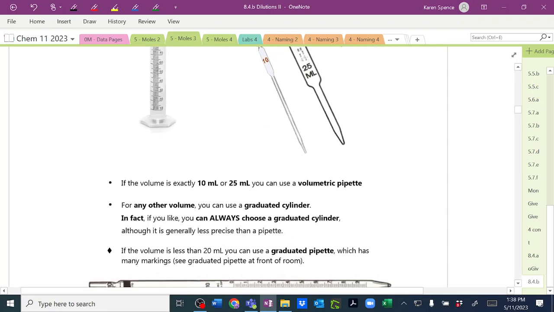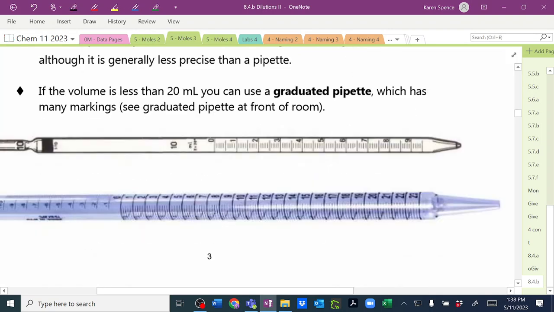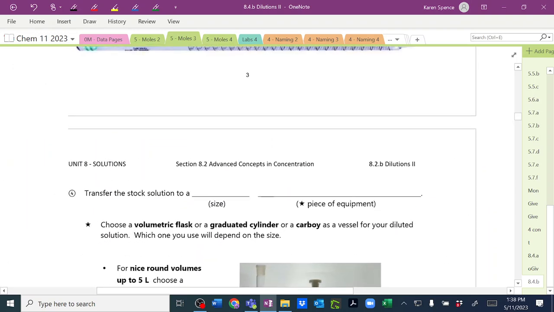This is just telling you if it's exactly 10 or 25 mL, you can use a volumetric pipette. Otherwise, you could use a graduated cylinder. And here are some graduated pipettes. Don't worry about those. You can just ignore them.